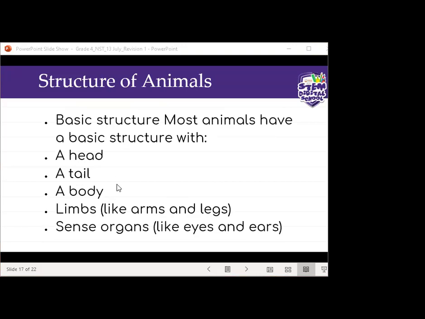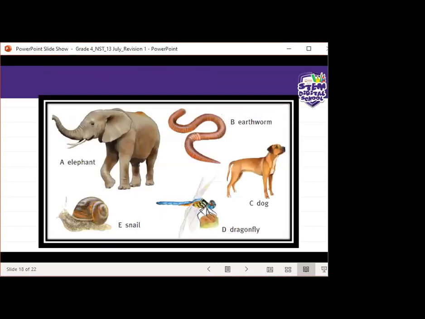Okay, so as mentioned, animals have a head, tail, body, limbs, as well as sense organs. All right, so here we have an example. And guys, it is very important to know that these animals are not the same. Animals are not the same, but they have a similar structure, right? So we see an elephant, we see an earthworm. An example is the elephant has a trunk, the earthworm does not have a trunk. And we see a dog, a dragonfly, as well as a snail, but they all have a head and they all have their own limbs.